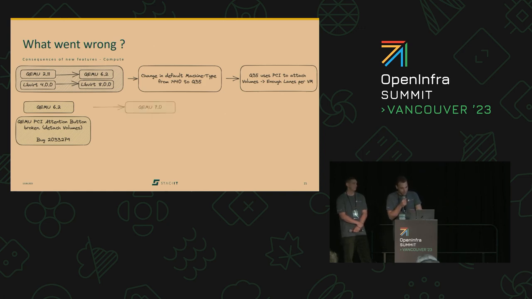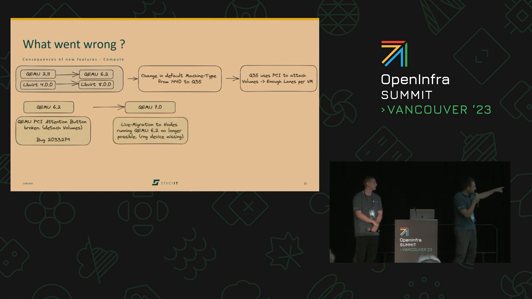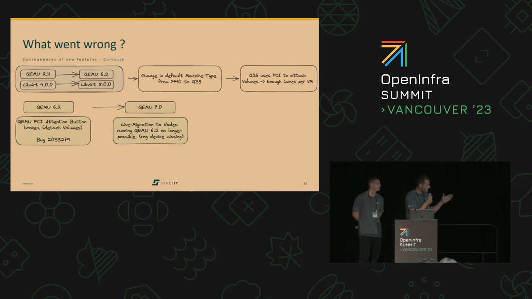So the fix is migrate to QEMU 7. OK, we migrate to QEMU 7. But QEMU 7 itself is no longer capable to live migrate from a mixed platform of QEMU 6 and QEMU 7 because there's some random RNG device missing, which is some feature. We never figured 100% out why, but the fix is migrate to QEMU 7.2.